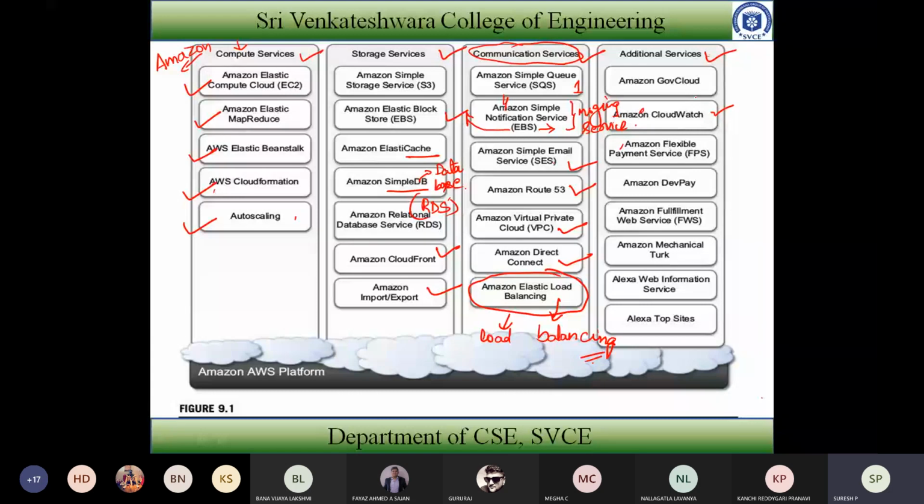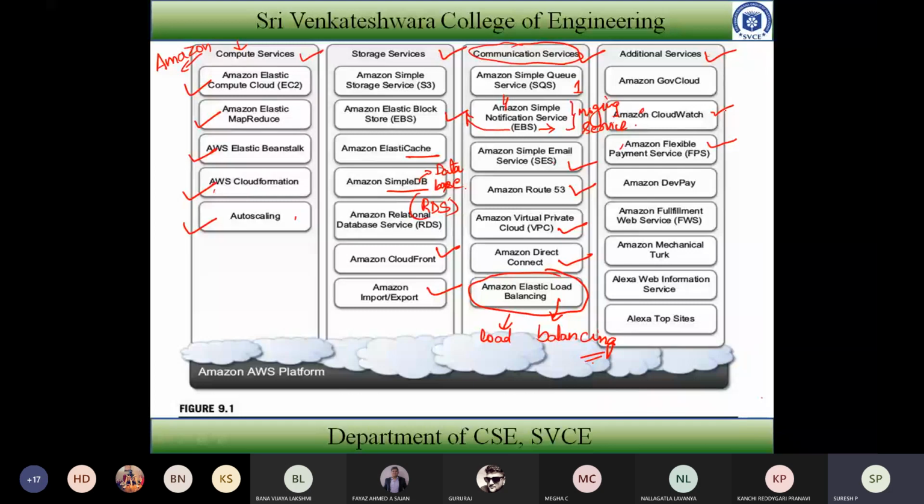Amazon Flexible Payment Service is there. It applies when you are paying something. For example, as a user, I want to pay some amount to Airtel. Now it has to use some servers, right? That payment service determines from where to where the payment has to be given.